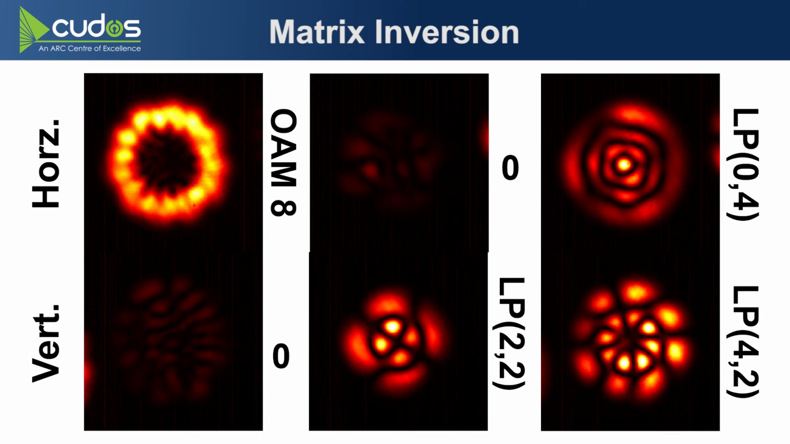And here's some other examples. I've got an OAM spin 8 horizontally polarized at the receiver. It's a bit splotchy because one of the LP81 modes has more loss than the other LP81. I've got a vertically polarized LP22 mode, and if you want to get a bit fancy, you can also make different modes come out different ports of your beam splitter, the receiver. So here I've got an LP04 coming out horizontally polarized, and an LP42 coming out vertically polarized.